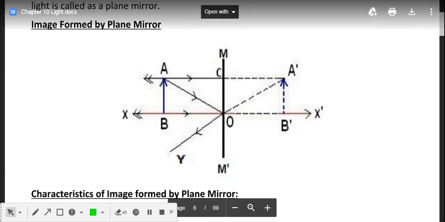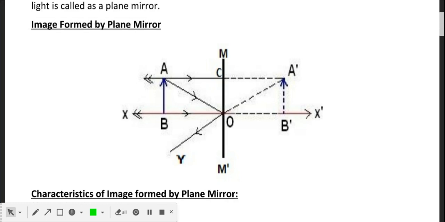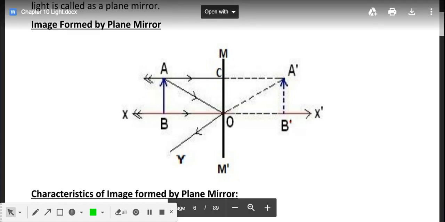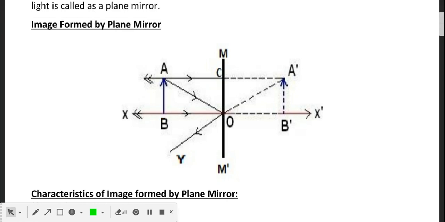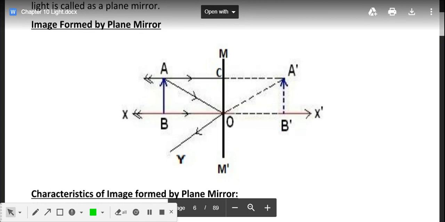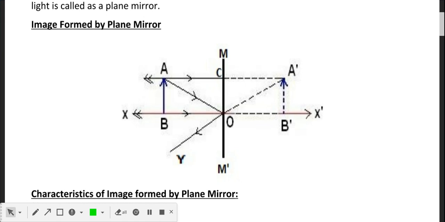Then, image formed by a plane mirror. Let's see the image formation. Suppose this is a mirror. M dash is your mirror. That is basically the aperture of the mirror that we are denoting. Then AB is always the object, and A dash B dash is always the image formed of that object. Now you will see that this is the mirror and object AB is standing in front of the mirror. Now what is the sign XY? This is basically called the principal axis, which I will explain later. And O is the optical center or pole of the mirror, right?